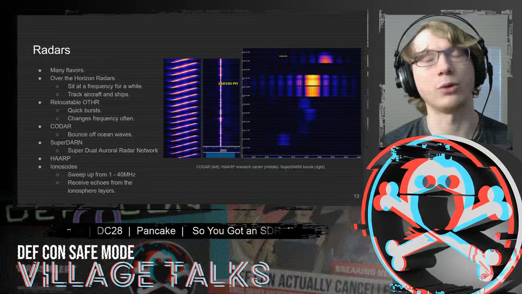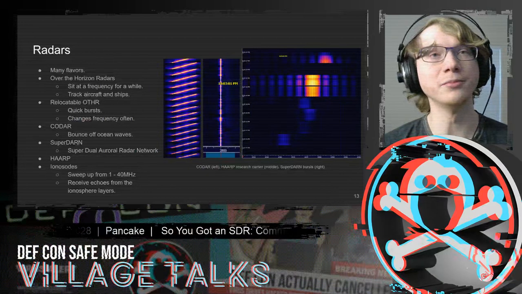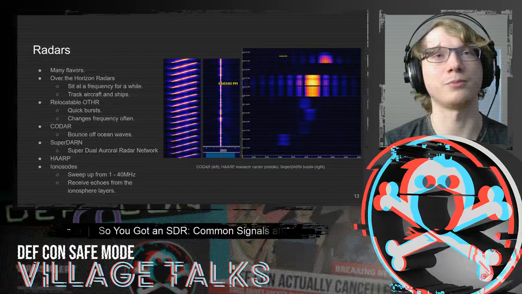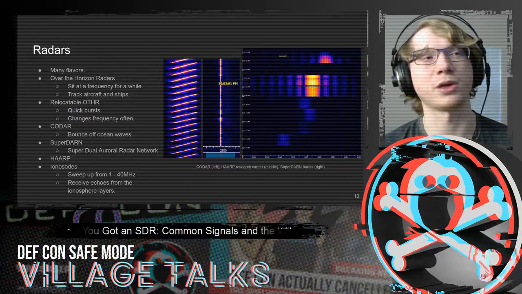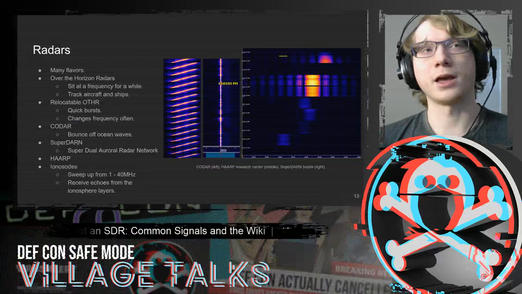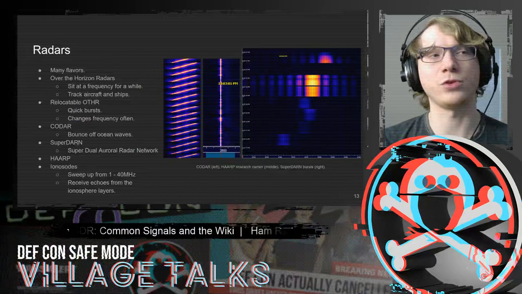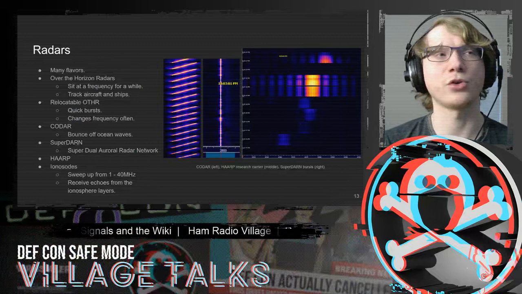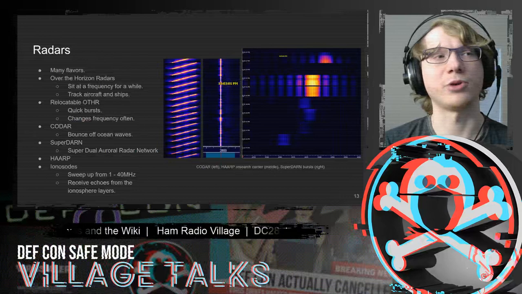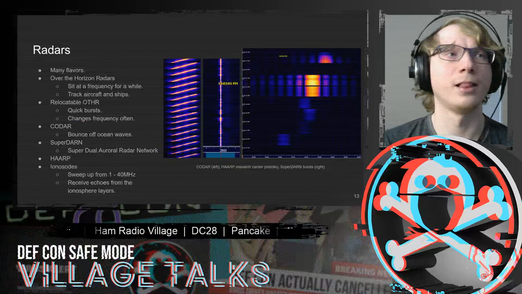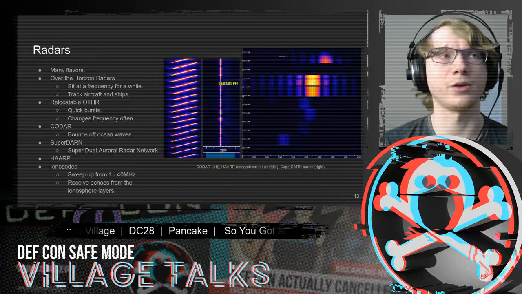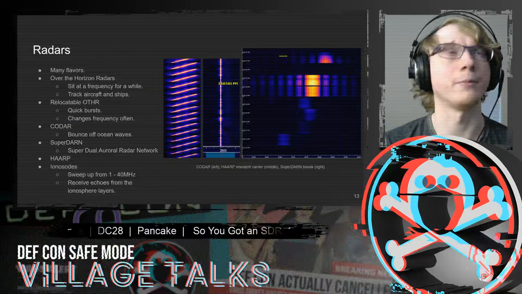And then there's ionosondes as well, which show up as diagonal sweeps that go from 1 to 40 megahertz about. And those receive echoes from ionosphere layers, and you can get a rough estimate of propagation with them as well. And if you have everything set up, you can actually receive your own versions and make your own ionosphere graphs. But that requires a GPS locked thing for perfect timing. It's very complicated. But interesting if you're capable of doing it. There's a talk that you can find for that somewhere.